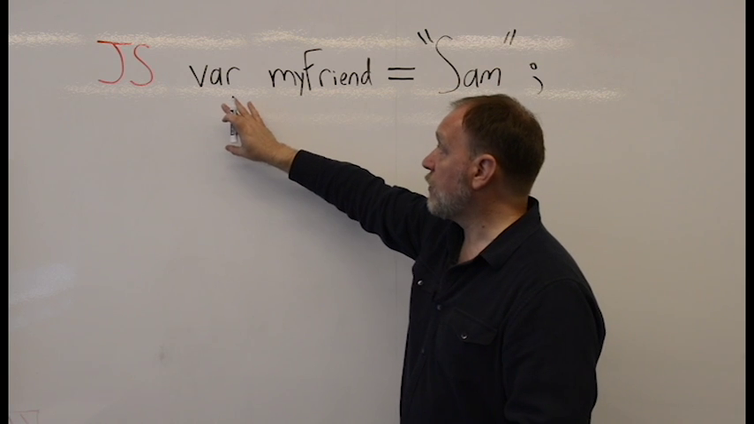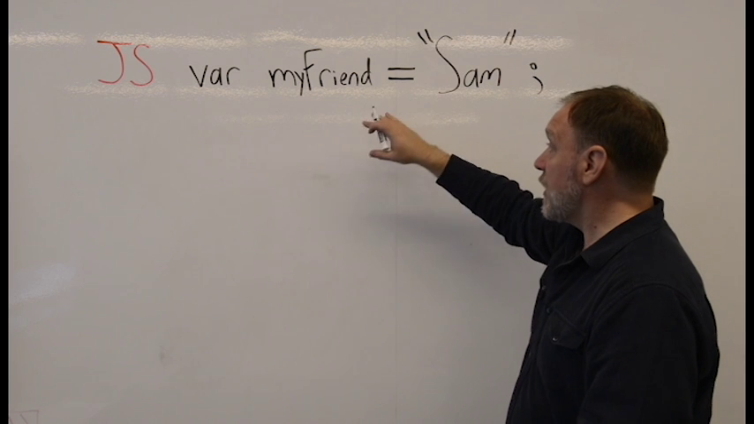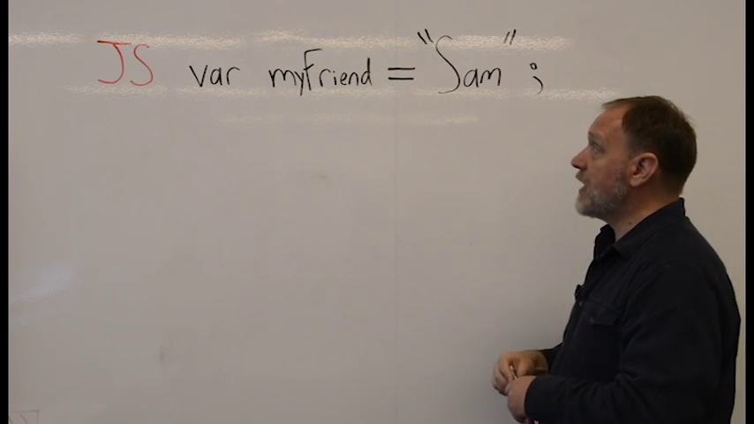So in JavaScript, the keyword var, the name of the variable, we can assign it a value in the same statement with an equal sign, and then the value we want to assign to myFriend.